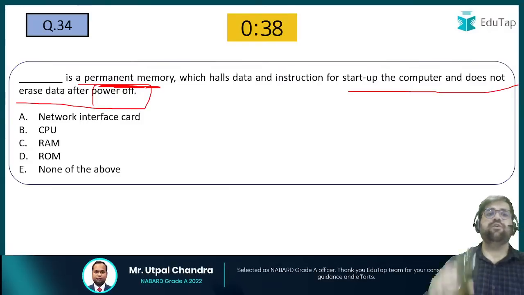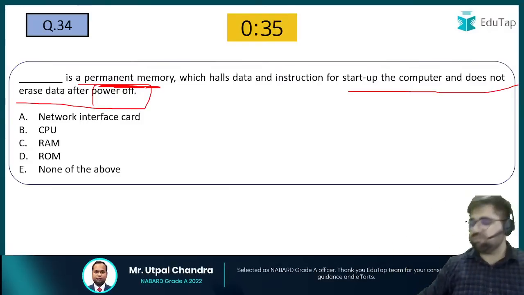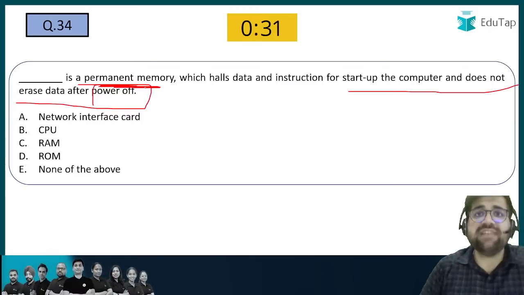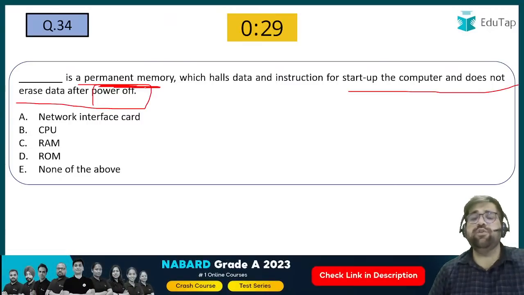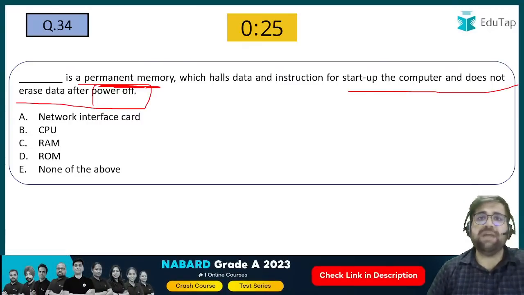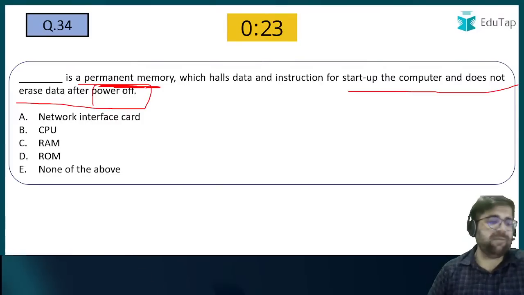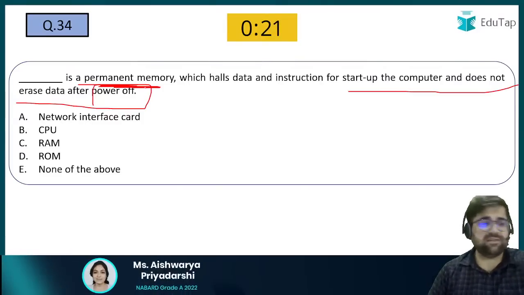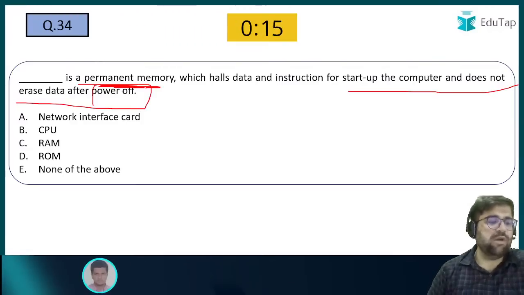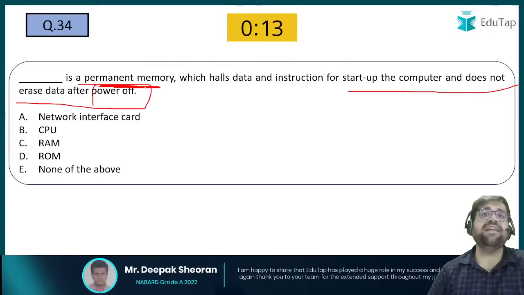Question number 34. Those who are going on different tracks, I will advise you to go and revise the chapter of memory. There is primary memory and secondary memory. Primary memory can be divided into multiple parts. We have your cache memory, flash memory, RAM, ROMs, other kinds of memories too. But secondary memory is, can I say floppy disk is an example of secondary memory?